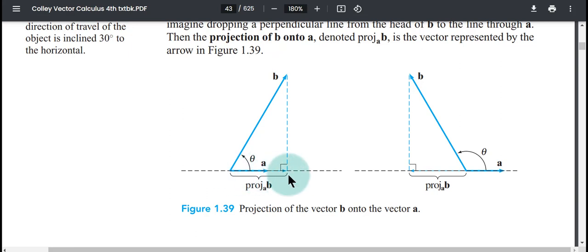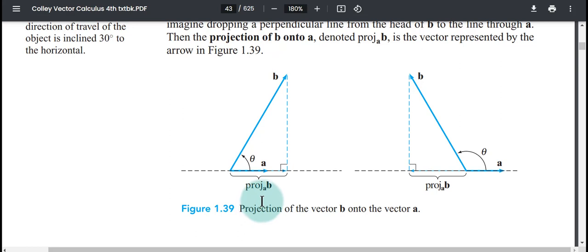It's in the same direction as A. In this case, it's longer than A, although it could also be shorter than A. For example, if B only went up to, say, about here, then the projection would be down to here, and the shadow would be here. The best way to think about the projection is it's just the shadow.